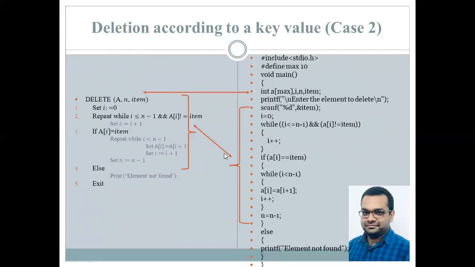Now when the loop exits, we have to perform the check if a of I equals item. If we have found it, then while I is less than n minus 1 over here, we have to assign the value of a of I plus 1 to a of I, and I has to be incremented. And when this loop exits, we have to decrement the value of n by 1. In case this is not true, that means we have not found the item inside the array. Then in that scenario, we have to exit the program and print that the element is not found.